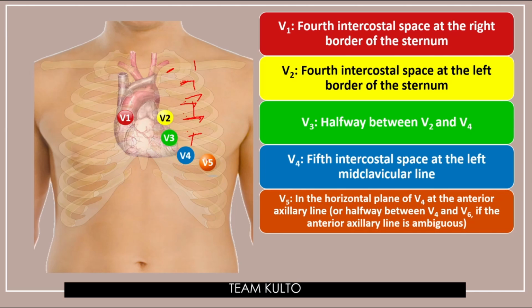V5, orange. Ito siya. In the horizontal plane of V4, horizontal ha, horizontal. Ito, katapat lang siya of V4 at the anterior axillary line or halfway between V4 and V6 if the anterior axillary line is ambiguous. So, kasunod ng V4, V5. Dito lang siya, halfway, horizontal plane of V4. Okay? Next na tayo.